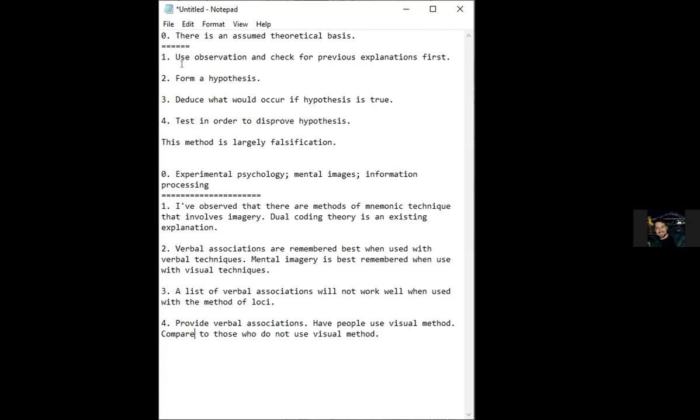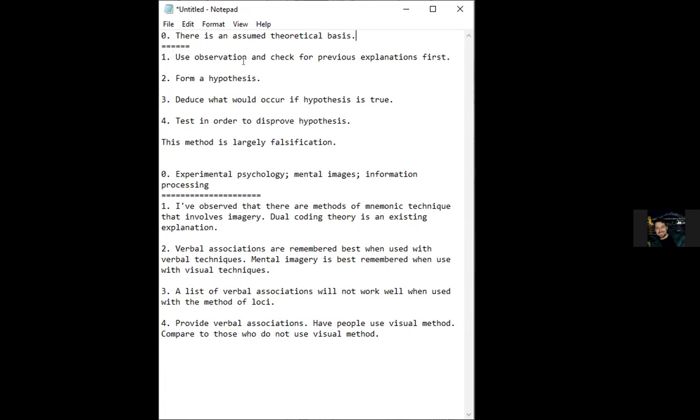So what I wrote here, up here, is what the hypothetical deductive method is. This first one is not part of it, but I'm pointing out that it's part of the assumptions we make when we have any theory: there's always some theoretical basis, we're reasoning from something. It's not like we're reasoning in a vacuum. Anyway, go on, I'll let you finish and then I'll ask.